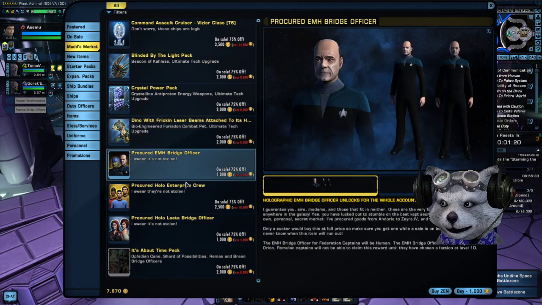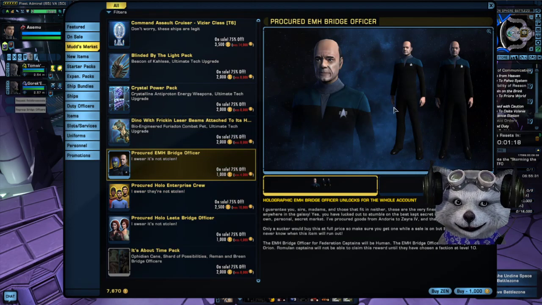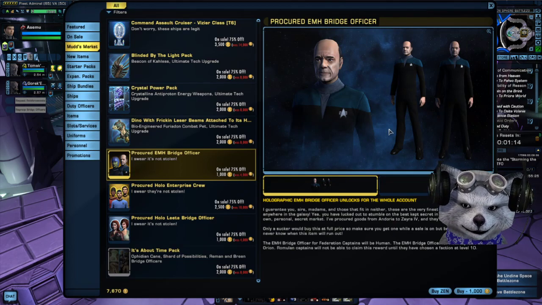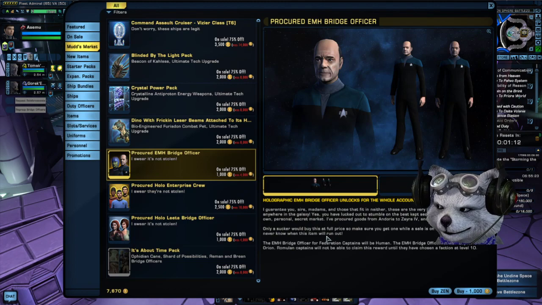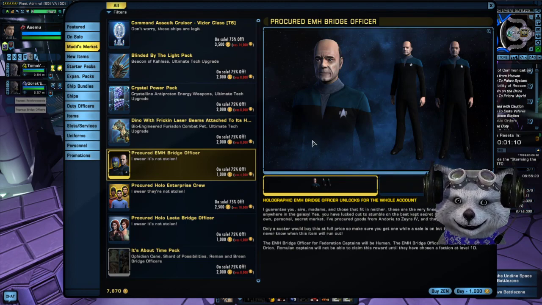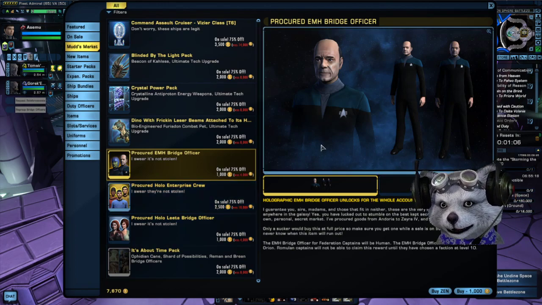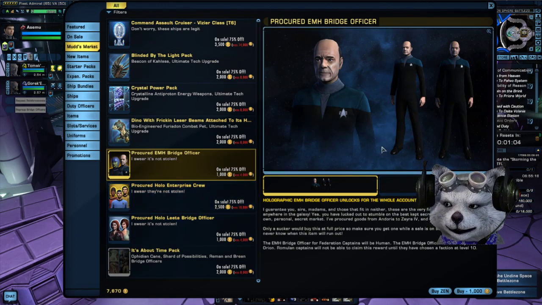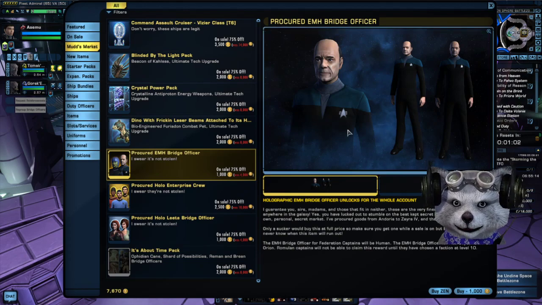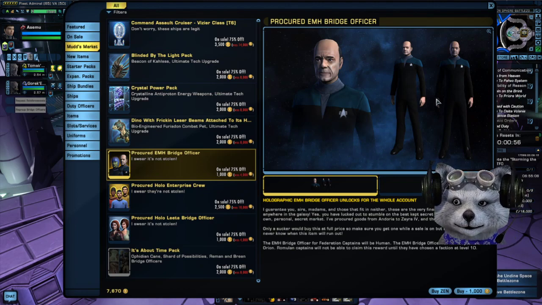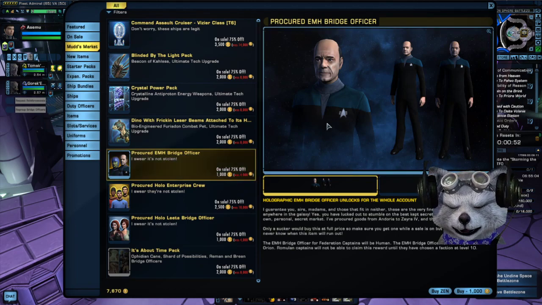Okay. Now, bridge officer, the EMH. Well, unless you really want the Voyager EMH, this is not that great either. Being photonic is not that great. Yeah. If your bridge officer dies, you have to find the emitter. So unless you really want to collect the Voyager bridge officer, this is not worth $10.